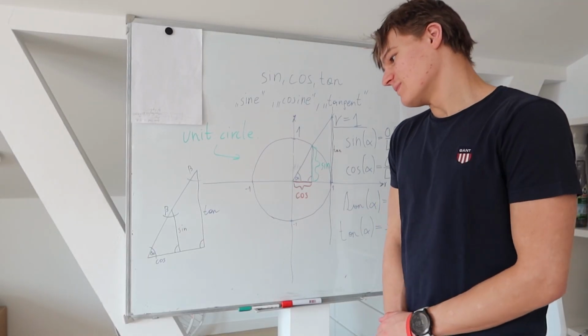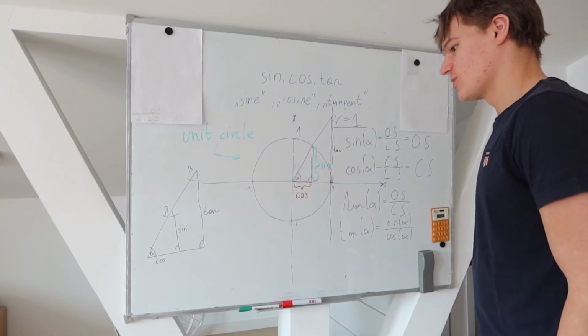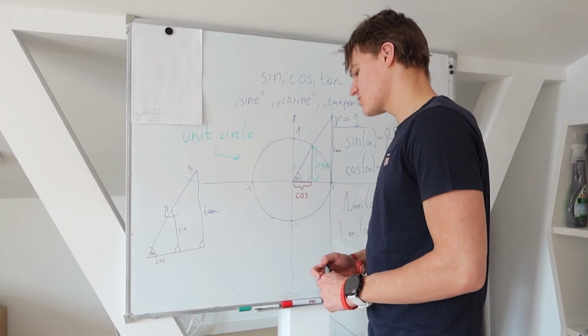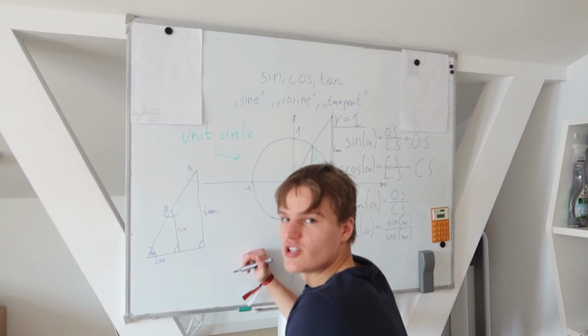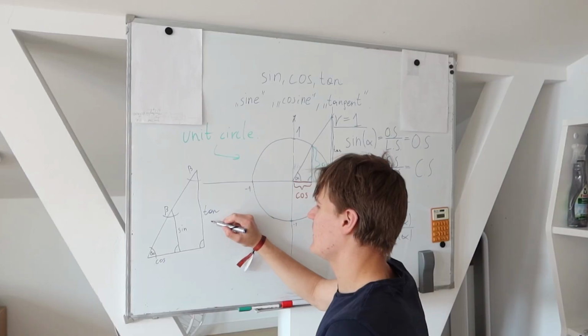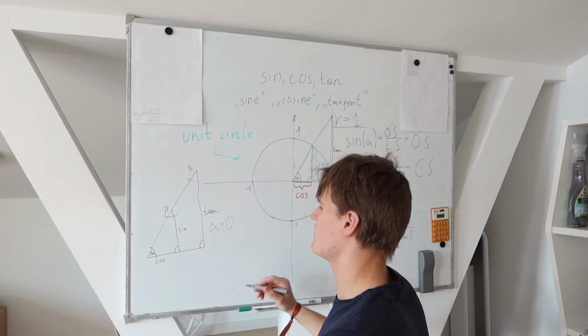So let's have a look at it. So tangent, as we said, is sine divided by cosine. Okay, now how do we figure this out? Why is it like this? All right, so let's just do some assumptions here and some practical math. So let's say the angle is 0 degrees. Well, let's just define alpha as 0 in this case.